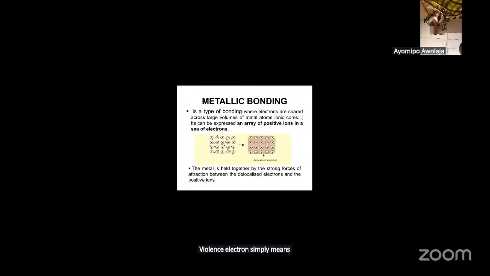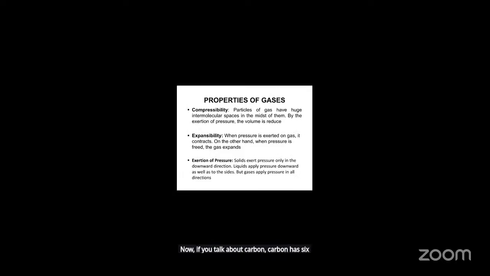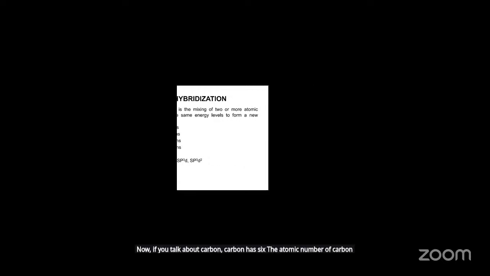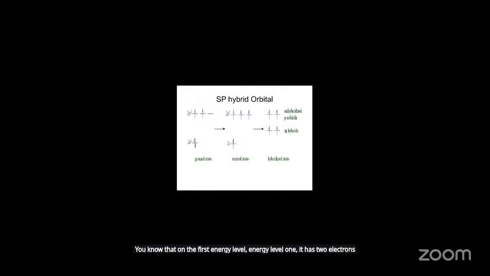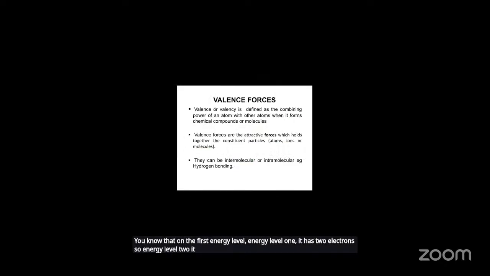Okay, valence electron simply means the electron at the outermost shell of an atom. Now, if you talk about carbon, the atomic number of carbon is 6. You know that on the first energy level, it has 2 electrons. So energy level 2, it has 4 electrons. That's 2s2 and 2p2. So that's why carbon has 4 valence electrons.